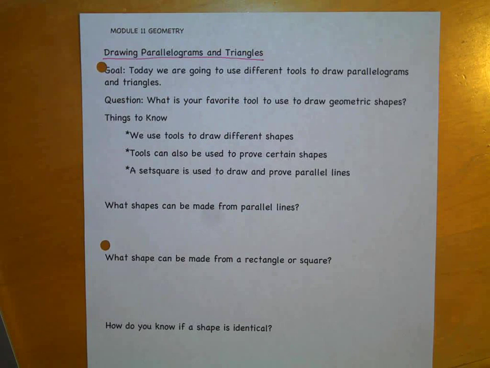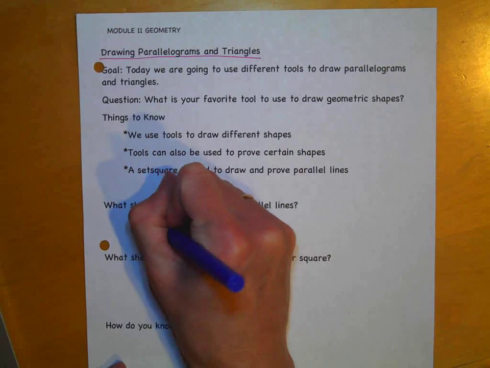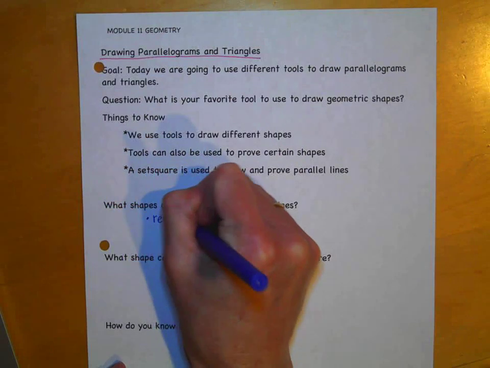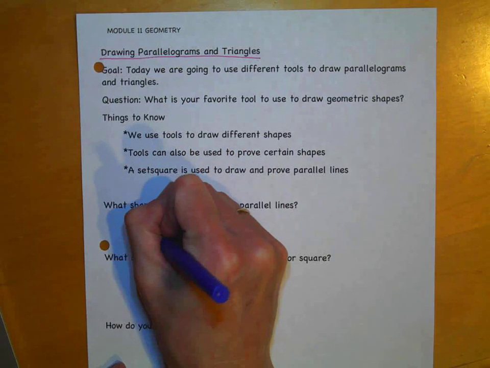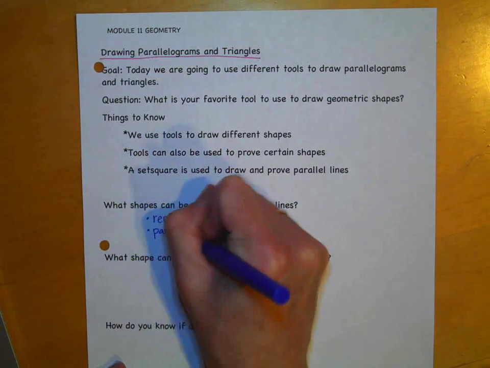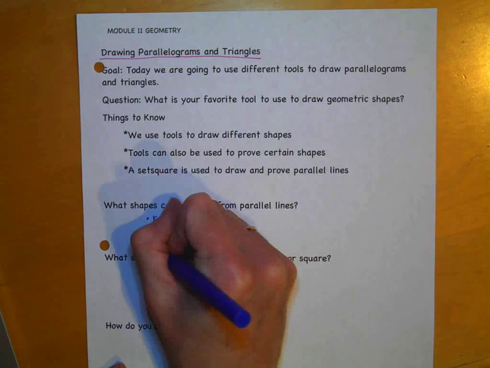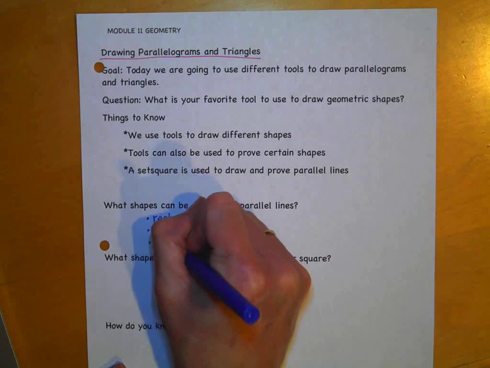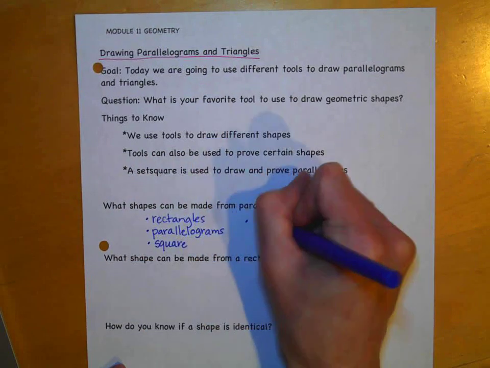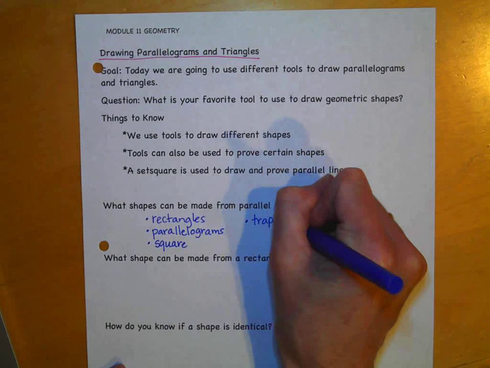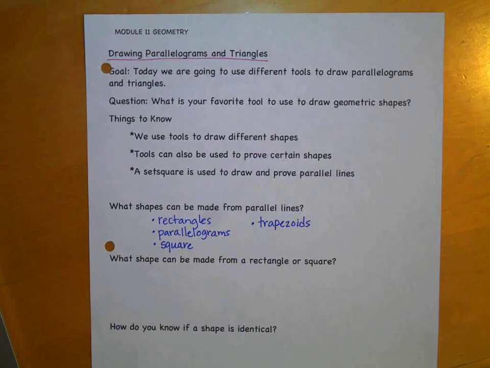What shapes can be made from parallel lines? Well, if you paid attention in the last lesson, we answered that question, so you should be able to remember. Obviously, the first one is rectangles. The second one is parallelograms. And the third one could be a square, right? Another one that we said is that you can also do trapezoids. So those are some shapes that can be made from parallel lines.